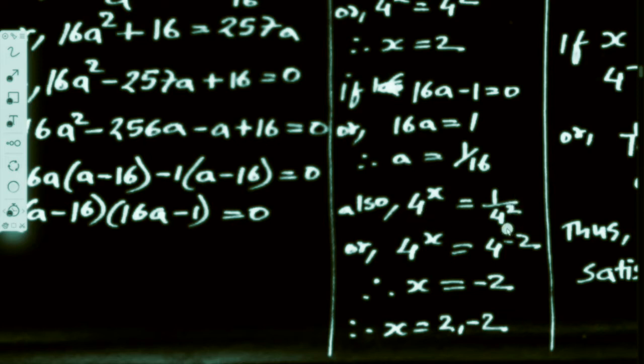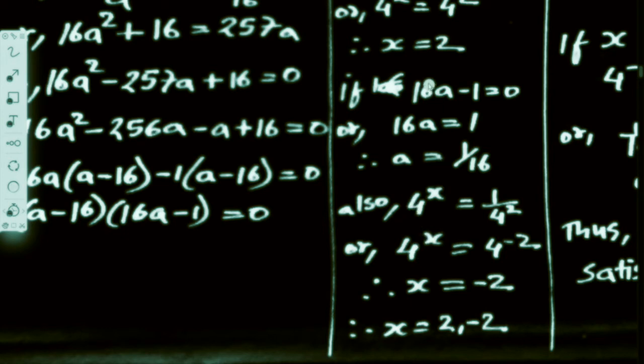4 power x equals 1 by 4 square, since 4 square means 16. In place of 16, we should keep 4 square. So 4 power x equals 1 by 4 square, or now this bottom one should be placed up. If the 1 is removed, then the power should be subtracted, so 4 power minus 2. Here the base is the same, 4 and 4, so x equals minus 2.